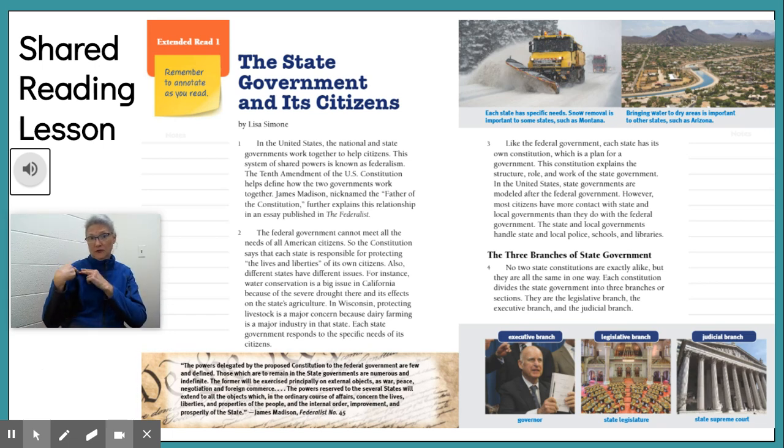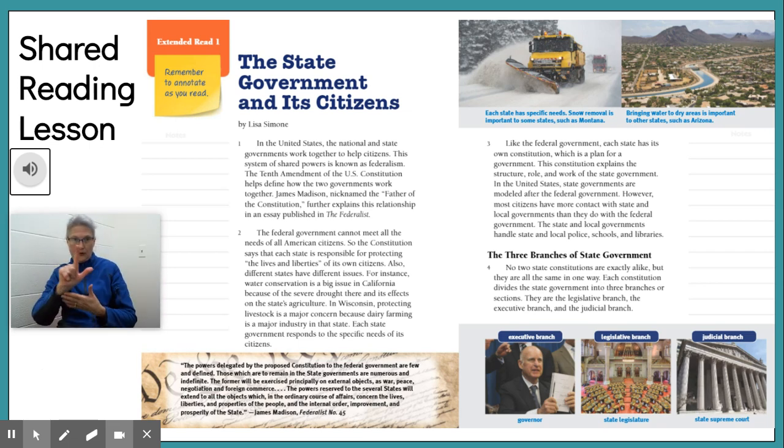Like the federal government, each state has its own constitution, which is a plan for the government. This constitution explains the structure, role, and work of the state government. In the United States, state governments are modeled after the federal government. However, most citizens have more contact with state and local governments than they do with the federal government. The state and local governments handle state and local police, schools, and libraries.